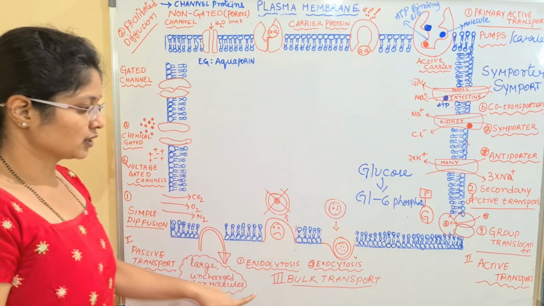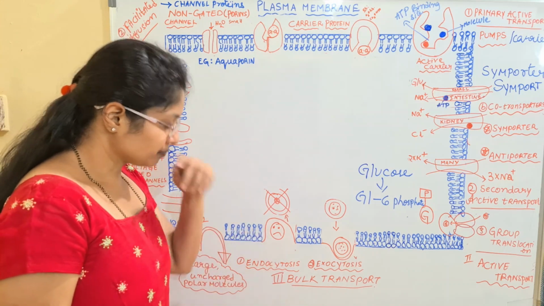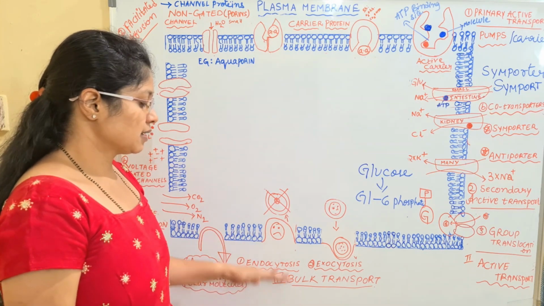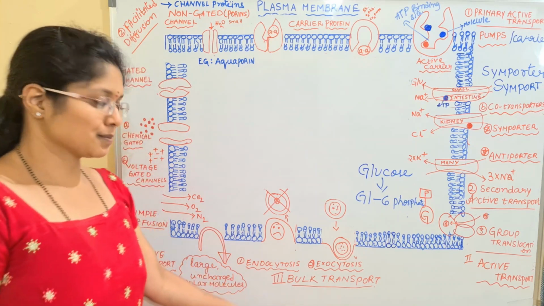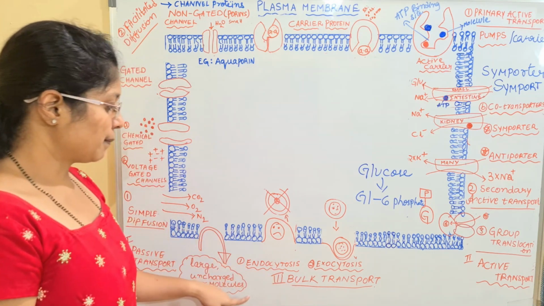Transport. And lastly, we have the bulk transport mechanism. What is this bulk transport? Here, mainly the large molecules will be taking place. The large molecules will be passing through this membrane, and such type of transport is said to be the bulk transport. This will happen in two ways.